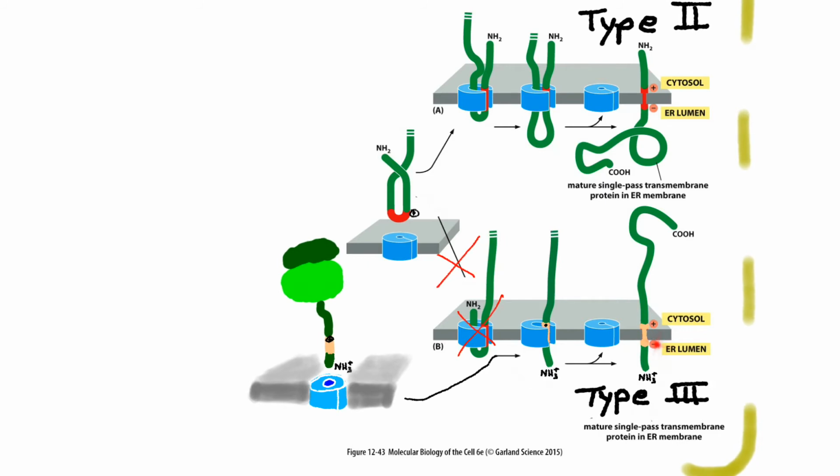So while we're on that topic, go back to the type 2. We know that this began its life over here as a signal anchor topogenic sequence, but once again, although the orientations of the N and C terminus are flipped relative to type 1 and type 3, positive charge is on the cytosolic side, and negative charge is on the luminal side. And there is a concept or a phrase associated with this that's worth memorizing. I may never say it again, but there's the so-called positive N rule.